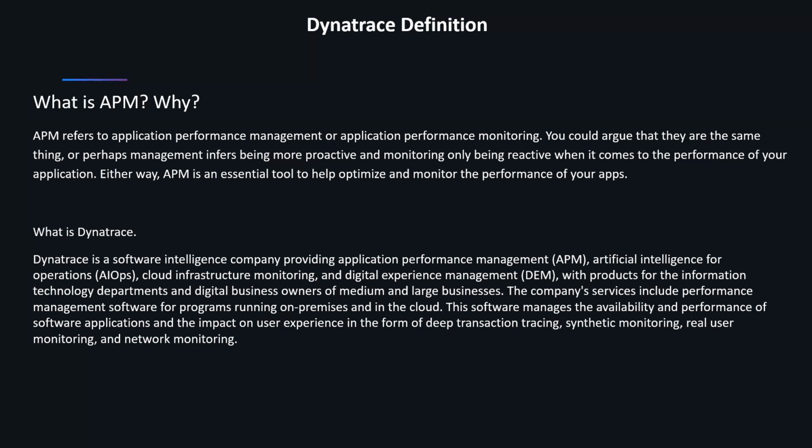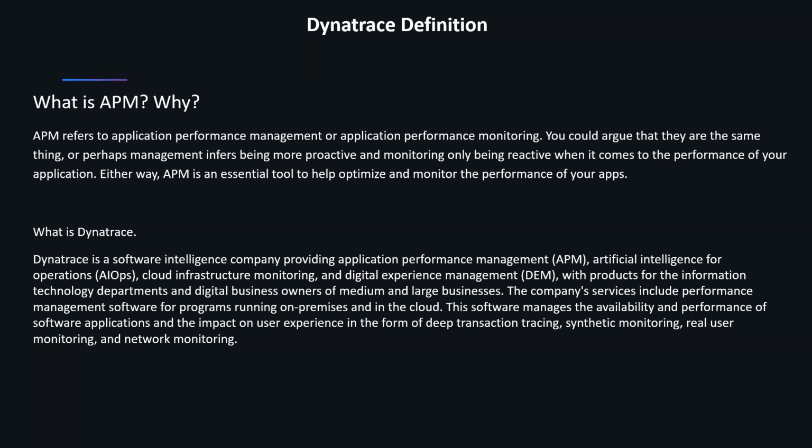So this software manages availability and performance of your software application and the impact on the user experience, from deep transaction tracing, synthetic monitoring, and real-time network monitoring. So Dynatrace is a software that manages availability and performance of your applications. If there is any impact on the user side, you can do the deep transaction tracing and understand where the root cause is, through synthetic monitoring, real user monitoring, and network monitoring. Okay, so is that clear? What is APM and why is it required?